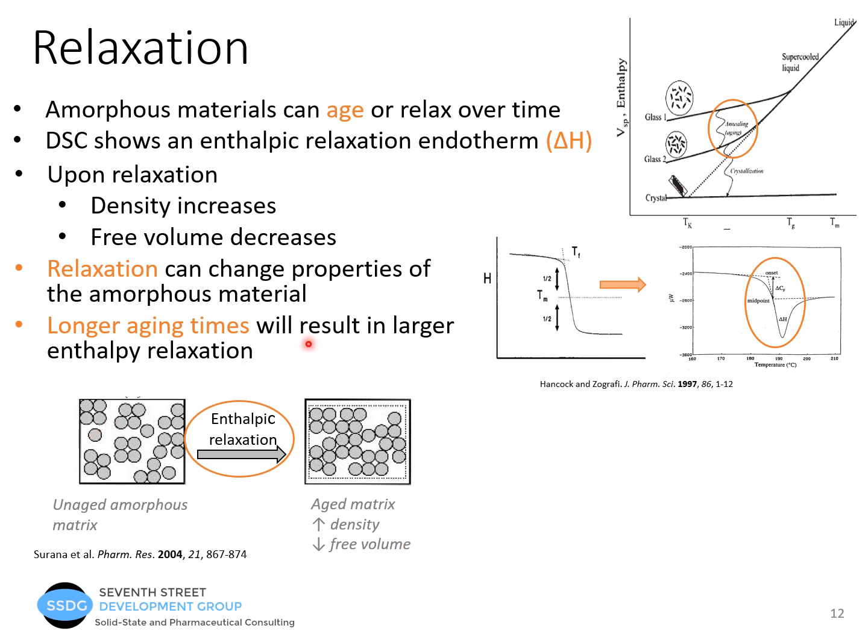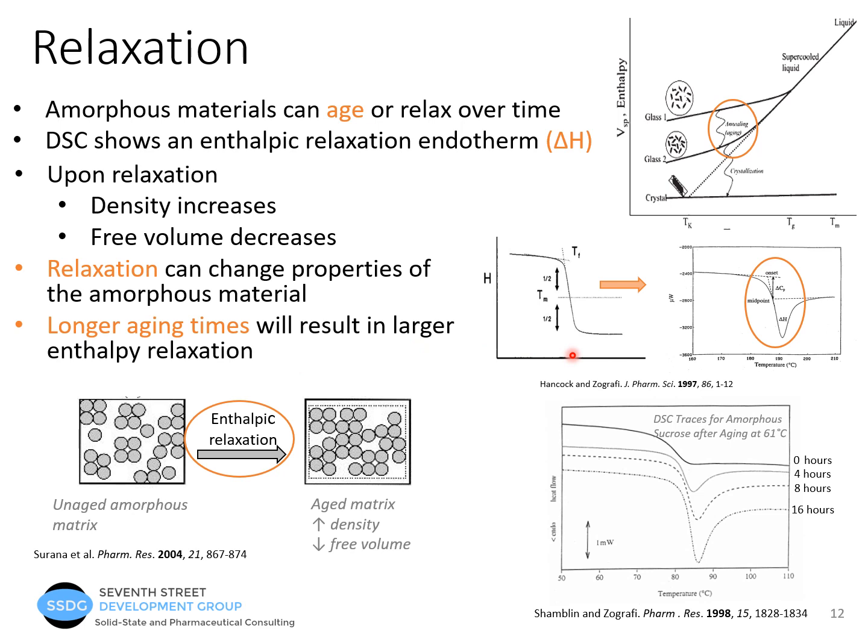Again, longer aging times will result in larger enthalpy relaxation, so you can see that this will grow over time depending on your conditions. This one happens to be at 61 degrees, but you could see something similar even at room temperature over days, weeks, or months. So if you start seeing an increase in the enthalpic relaxation in your DSC, it means that you're converting from one kinetic glass to another.